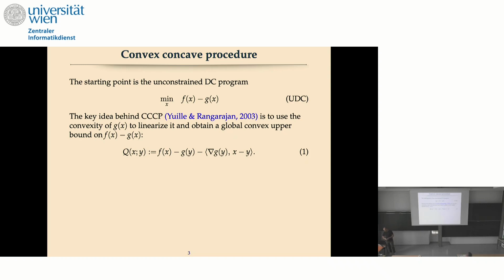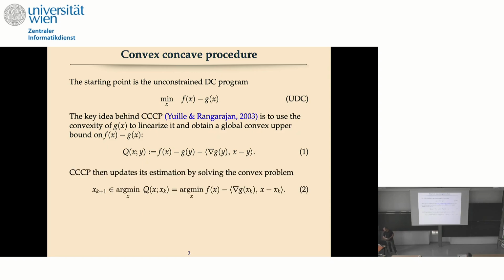The key idea is to use the convexity of the second term g in order to define a convex surrogate function q. Here, due to the convexity of g, if we just linearize it around some point y, this q(x, y) for any y serves us as a global convex upper bound. And the updates in this algorithm are simply obtained by solving the surrogate objective around the current estimation, and just iteratively solving this convex optimization problem in the hope of finding a stationary point of the original problem.